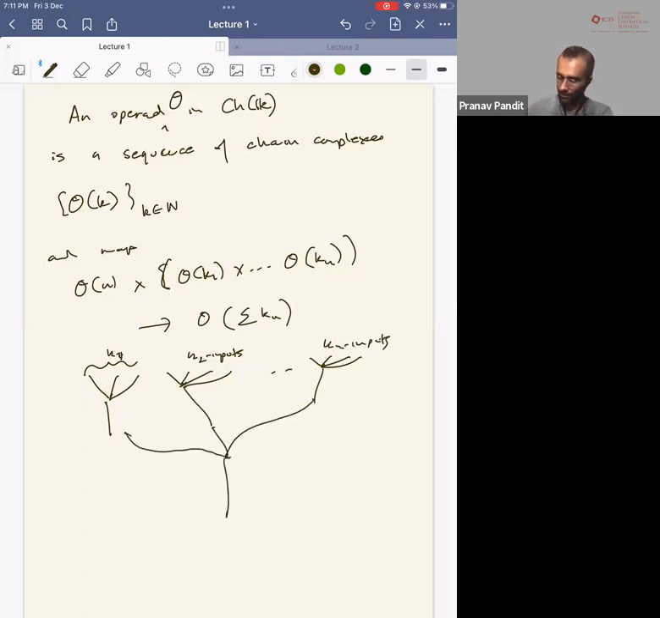So here I have 1, 2, all the way up to N. The thing that sits here is an element of O of N. I can take an element of O of N, and I can take elements of O of K1, O of K2, O of KN. I wrote them in reverse order. I can combine them and produce an element of O of the summation of Kn, because at the very top I have the sum of Kn elements, right? So I can take this to a picture that looks like this.